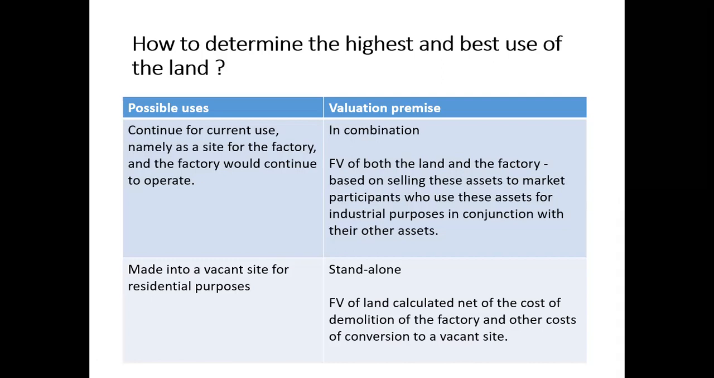Right? That is the most important thing. We need to establish the fair value for the land. But we are taking two different approaches. This time the market would place a value for the land itself. This time the market would place a value for the land and factory together. Together as a business, they are placing a value.